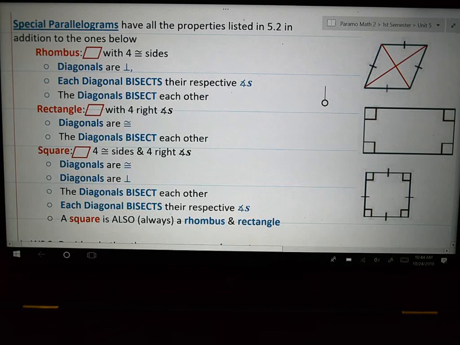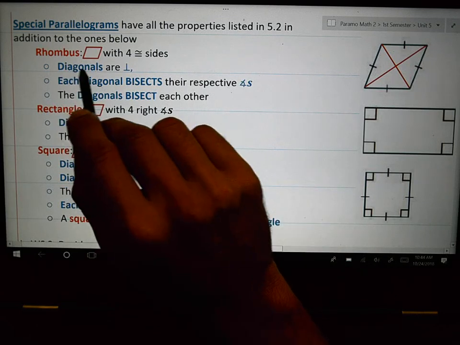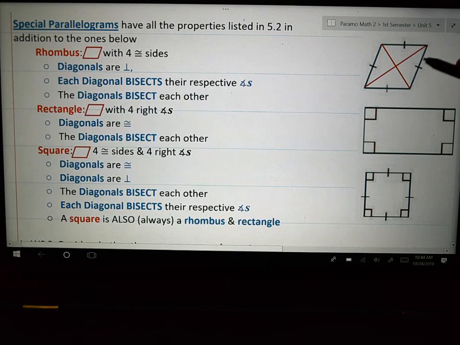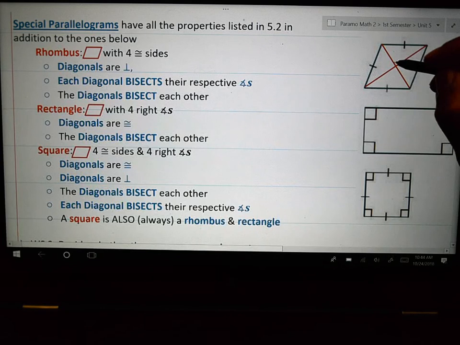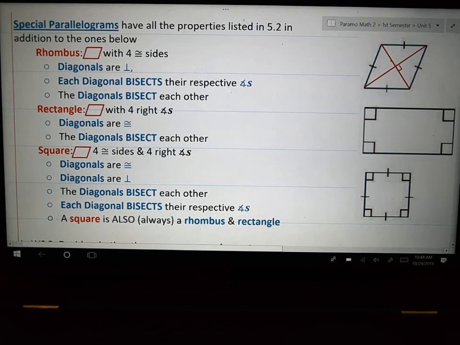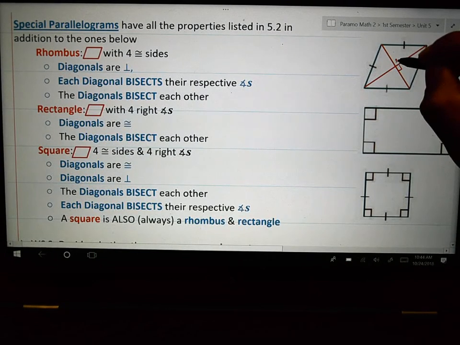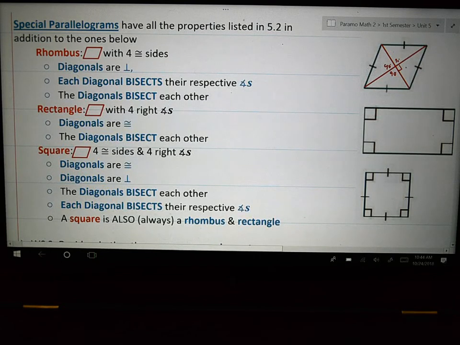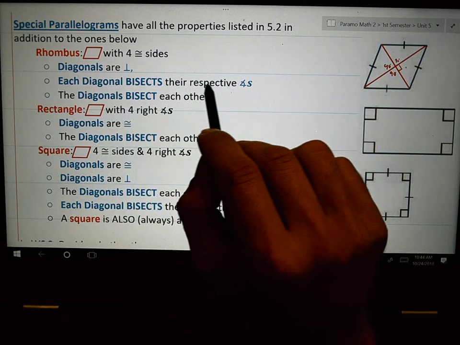These are two diagonals. The diagonals are perpendicular, which means that it doesn't matter which corner you pick, this one or this one or this one, they are all going to be 90 degrees. They're perpendicular, 90, 90, 90. Or I'll put the box, 90. They also bisect their respective angles.